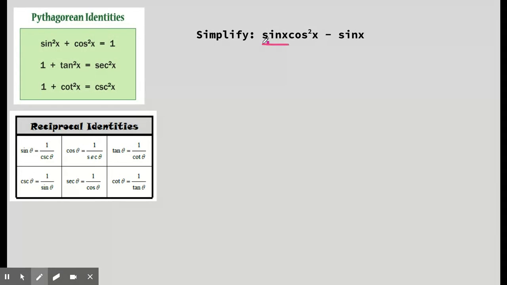So this term has a sine x in it, and this term has a sine x in it. So it's kind of like the greatest common factor that we did way back when in math. So they both share a sine x, so I'm going to factor that out. When I take away the sine x from sine x cosine squared x, I'm left with cosine squared x. When I factor out the sine x from sine x, nothing's left there, but we can't just leave it. So it's automatic, it's automatic 1. So I took everything out.